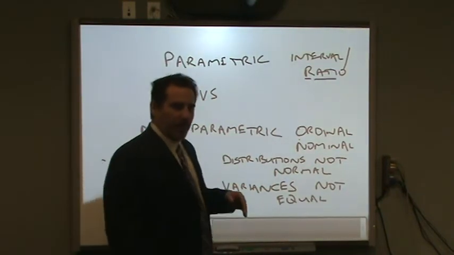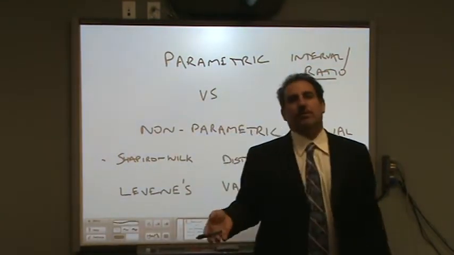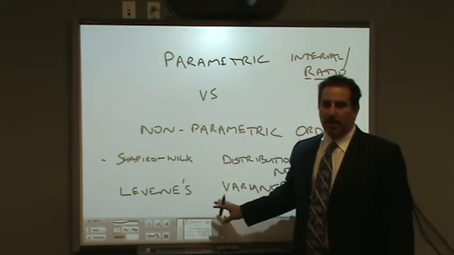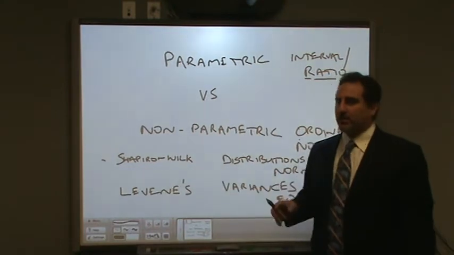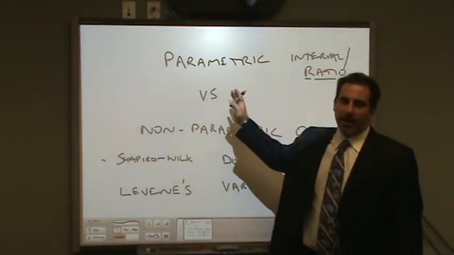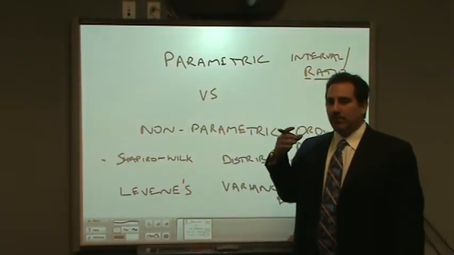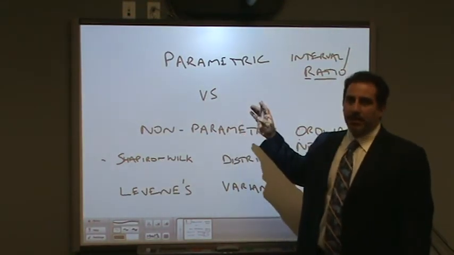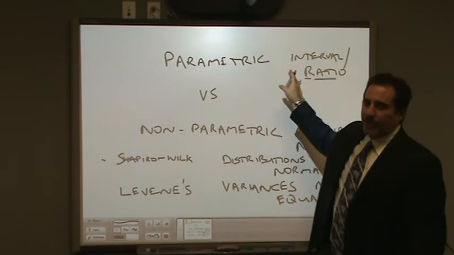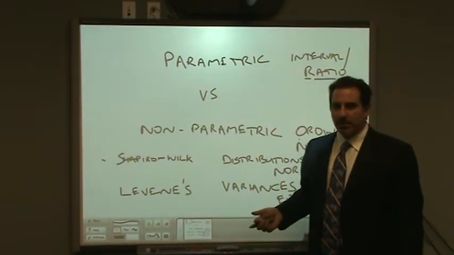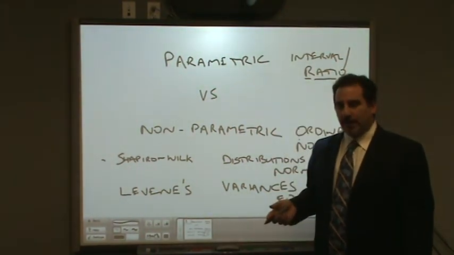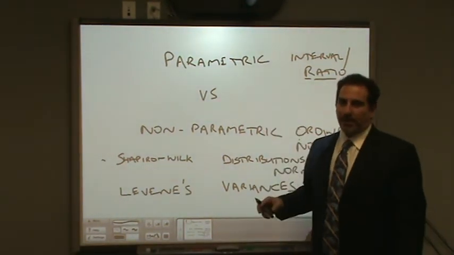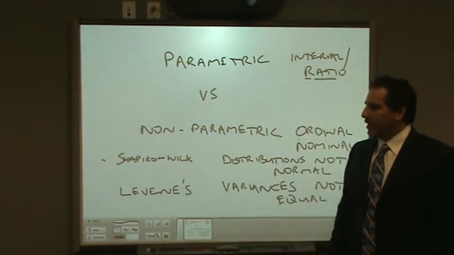And you might be wondering, well, why not just always do non-parametric testing if they're so much looser in their requirements? And the answer is parametric tests are more powerful. So if you can use a parametric test, if you meet the assumptions of being interval ratio data, normally distributed groups, equal variances, then you really should use a parametric test. Otherwise, you can go with non-parametric.